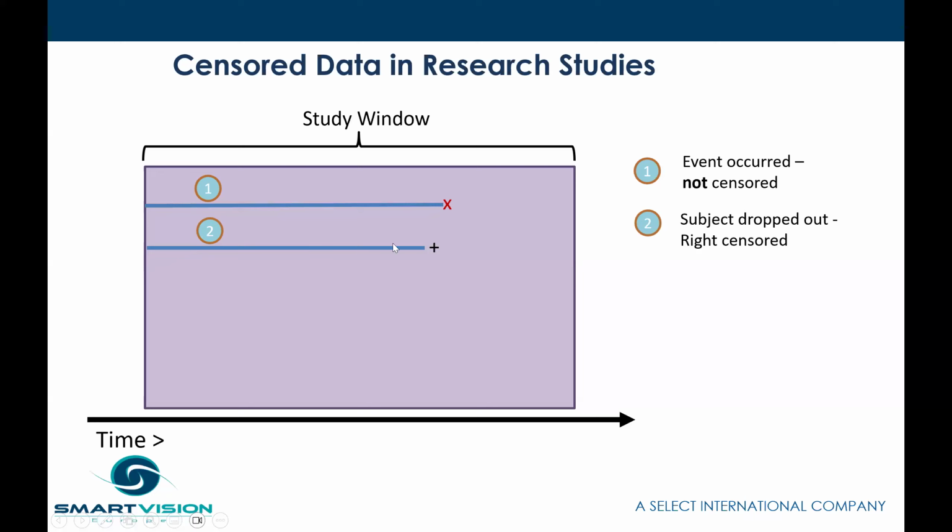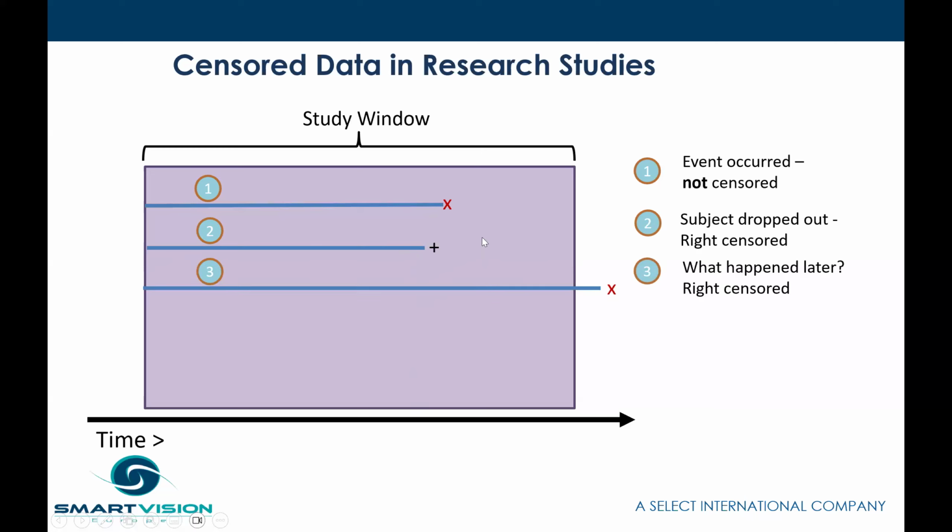But it could be possible that they just drop out of the study. You just don't know what happened to them. You don't know if the event occurred or not. That's called right censored data, and it's shown here as a plus. So it's like a missing value. We know that they were still alive at this point, so it's still valuable data. We know they still survived at this point, but we don't know at what point they died, because everybody dies eventually.